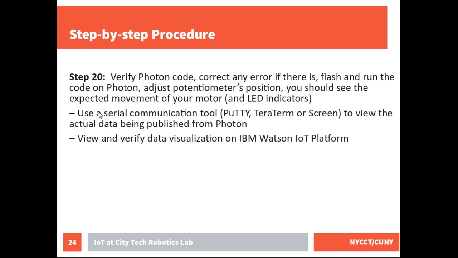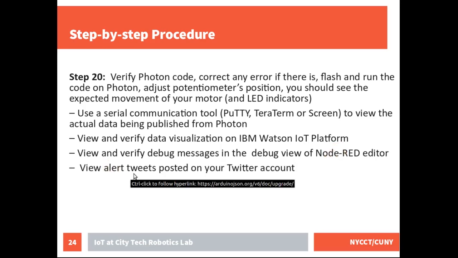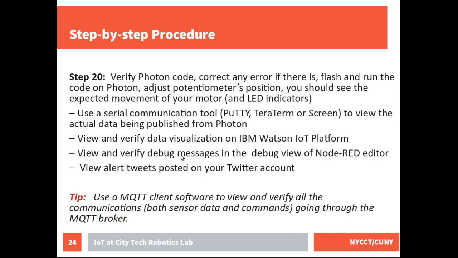You can use a serial communication tool, PuTTY, TableTerm, or screen to view the actual data being published from Photon. You can view and verify data visualization on the IBM Watson IoT platform. View and verify debug messages in the debug view of your Node-RED apps editor. You can also view the alert tweets posted on your Twitter. Let's give it a run. Everything right now should be up and running correctly.